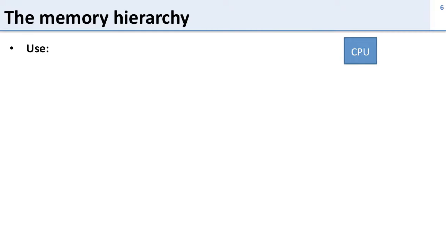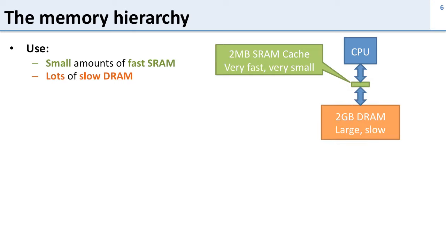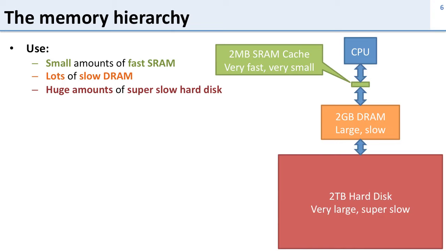So let's take a look at the memory hierarchy. You can see here we're going to start at our CPU, and we're going to use small amounts of fast SRAM. So we hook up this small amount of fast SRAM. Maybe this is 2 megabytes of SRAM. It's very fast and it's very small. We're going to use lots of slow DRAM. So we'll hook this up to a lot more DRAM, maybe 2 gigabytes of DRAM, which is much larger, but it's also much slower. Then from there, we're going to put in an even larger amount of very slow hard disk. So here we go up to 2 terabytes of hard disk. This is very large, but it's also incredibly slow.